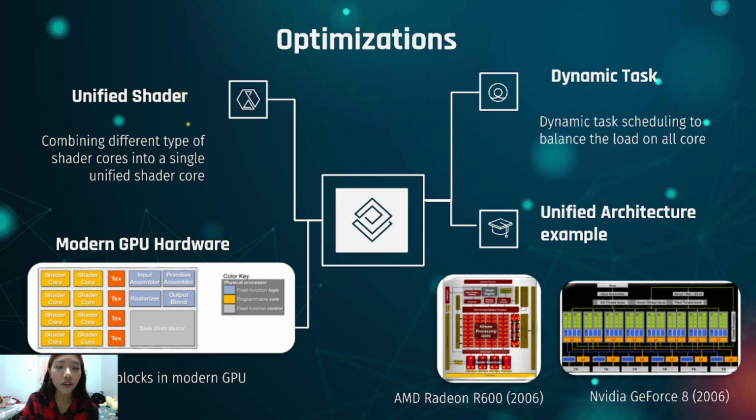There is a unified shader, which is about combining different types of shader cores into a single unified shader core, and then there is dynamic task scheduling, which balances the load on all cores of the GPU.